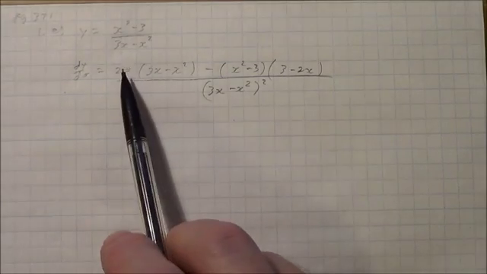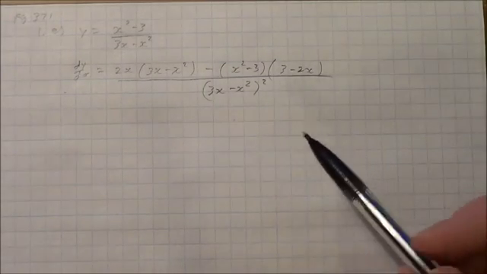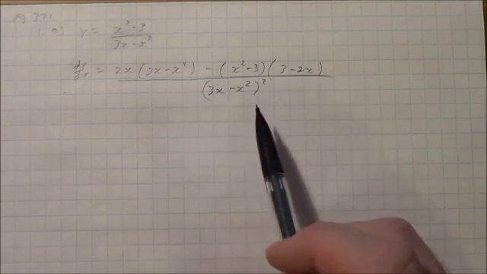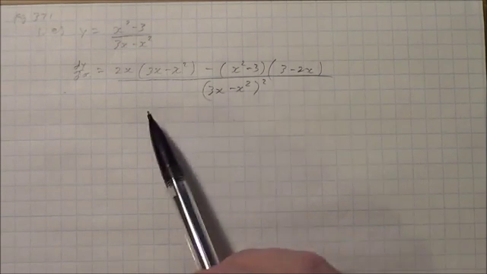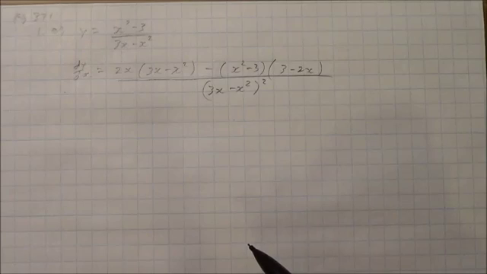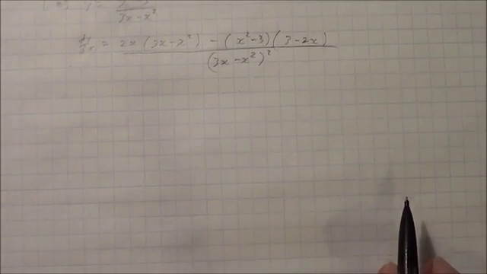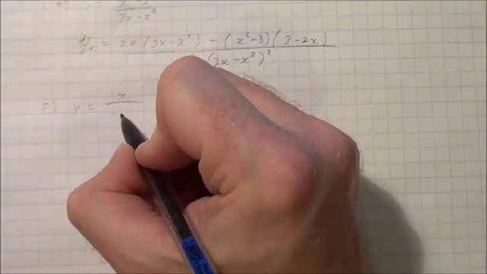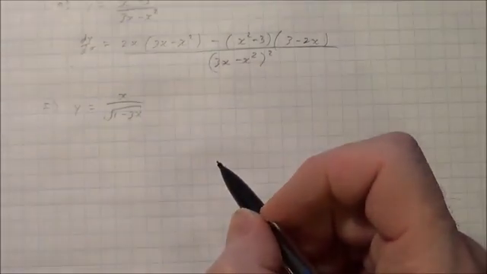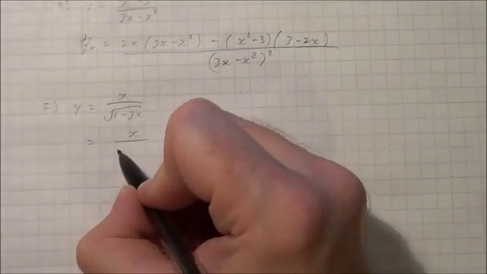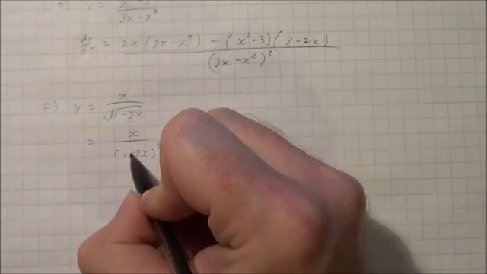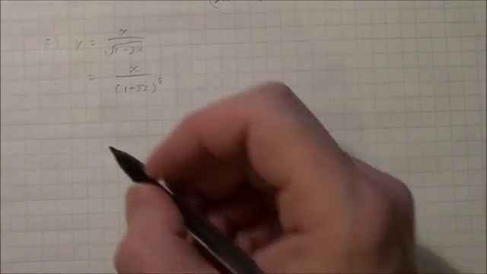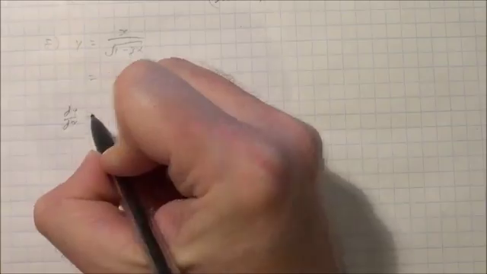Now I suppose what I could do is expand all this in and simplify, but in this case I think I'll just leave it like that, because we're not really going to be doing anything else with that eventually anyways. So I'll just leave it as it is and focus my attention on part F, where the function is x over the root of 1 minus 3x. I'll change that to x over 1 minus 3x all to the power 1/2. And then I will again use the quotient rule as instructed.